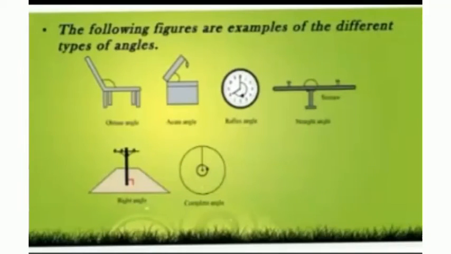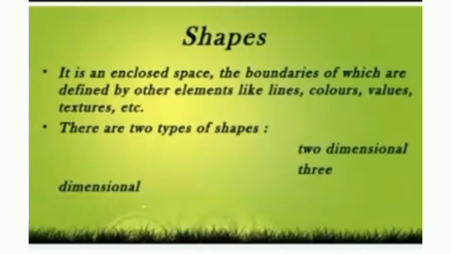The following figures are examples of the different types of angles. First showing an obtuse angle, second an acute angle, third a reflex angle, fourth a straight angle, fifth a right angle, and last a complete angle. Next topic we have shapes.